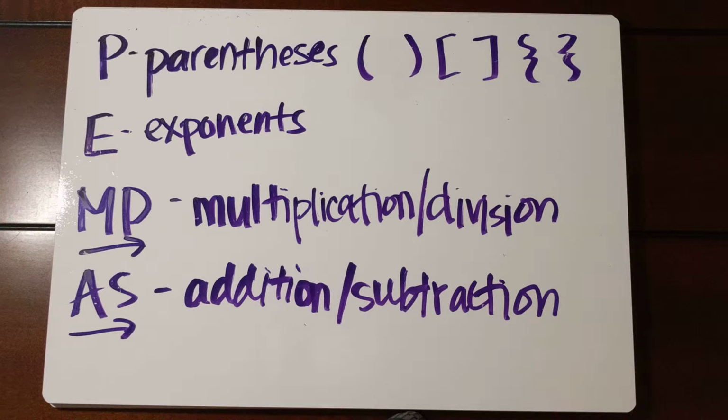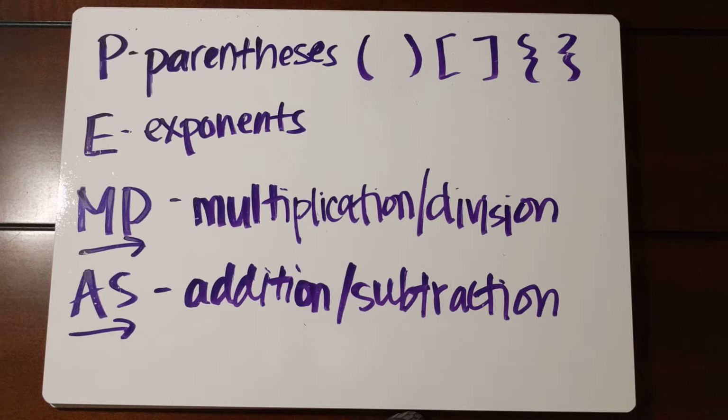PEMDAS. PEMDAS is an acronym that students use to remember the order of operations. The P stands for parentheses, although it really means any grouping symbols, including brackets and braces, and with those you work your way from the inside out. E stands for exponents. The M and the D stand for multiplication and division.